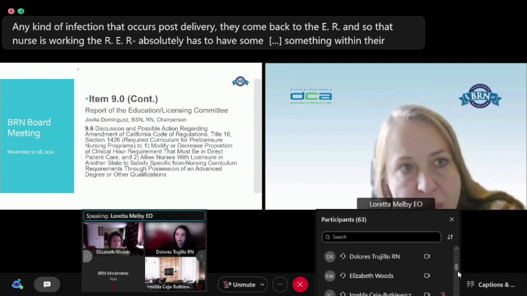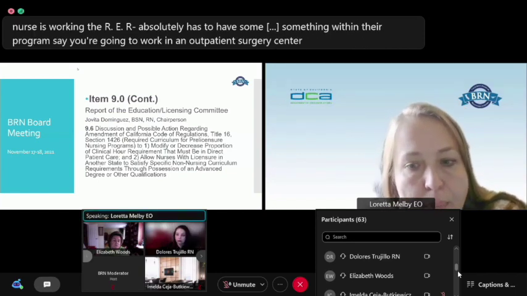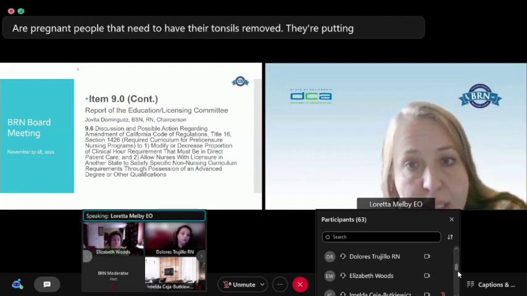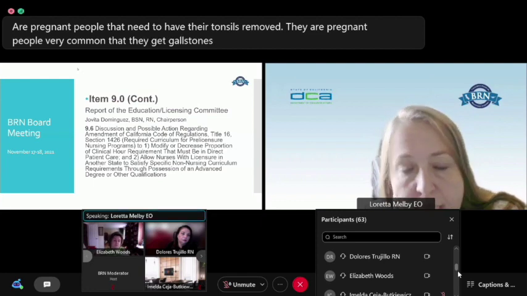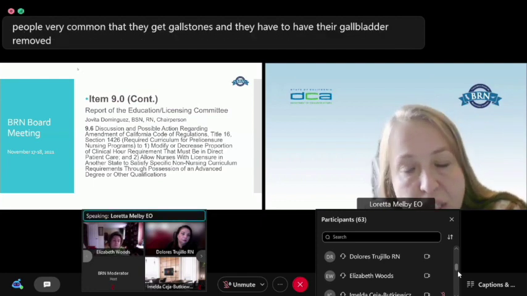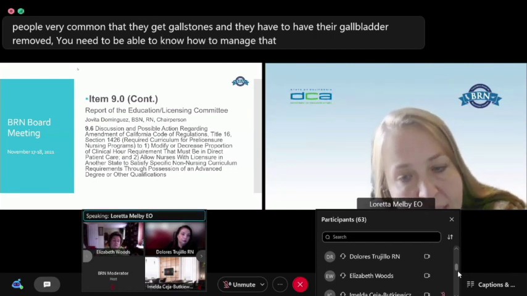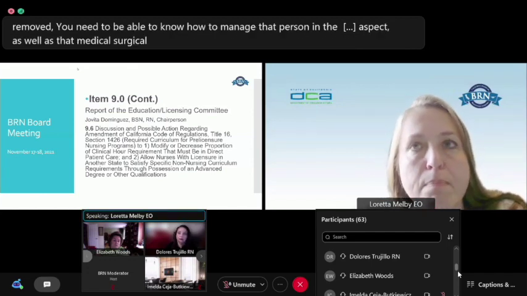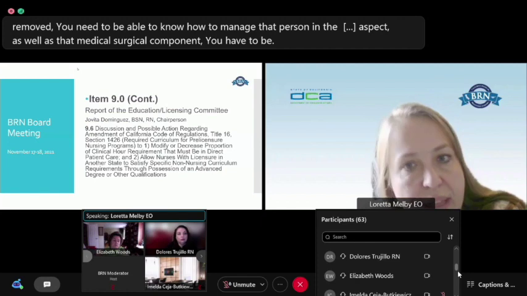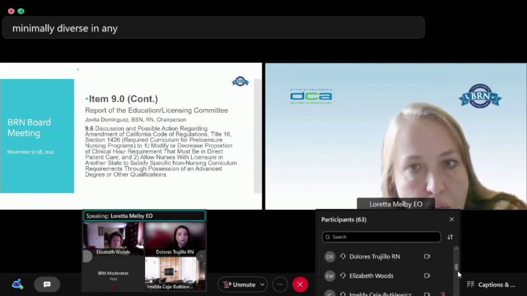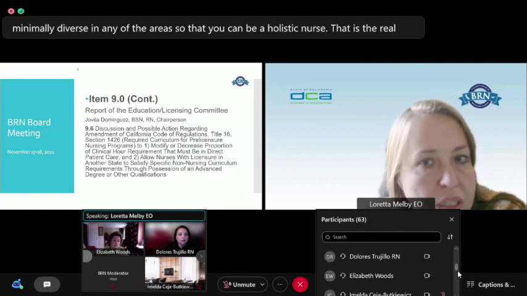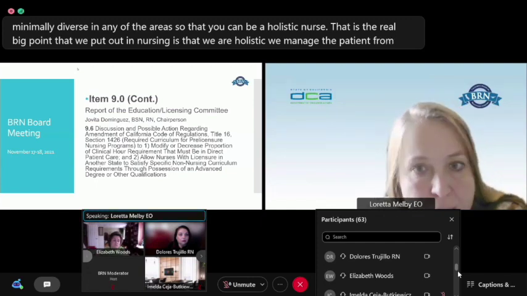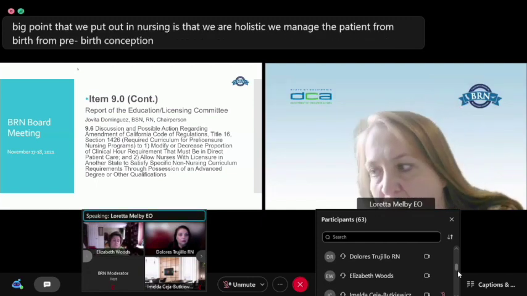Say you're going to work in an outpatient surgery center. There are pregnant people that need to have their tonsils removed. There are pregnant people, very common, that get gallstones, and they have to have their gallbladder removed. You need to know how to manage that person in the OBGYN aspect as well as that medical surgical component. You have to be minimally diverse in any of the areas so that you can be a holistic nurse. That is the real big point that we put out in nursing, that we are holistic. We manage the patient from pre-birth, conception, to post-mortem.